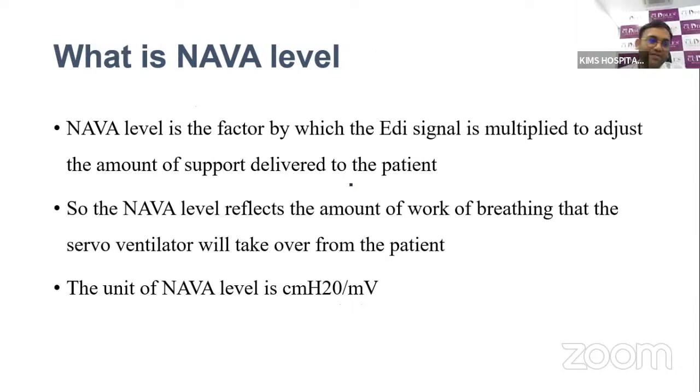The NAVA level, by definition, is a factor by which the EDA signal needs to be multiplied to adjust the amount of support that is delivered to the baby. In a simple way, the NAVA level reflects the proportion of the work of breathing that the ventilator has to take over from the patient. The NAVA level unit is centimeters of water per microvolt. Whether you set it low or high determines the amount of breathing work the ventilator needs to take over, to assist the patient and decrease the work of breathing on the patient.